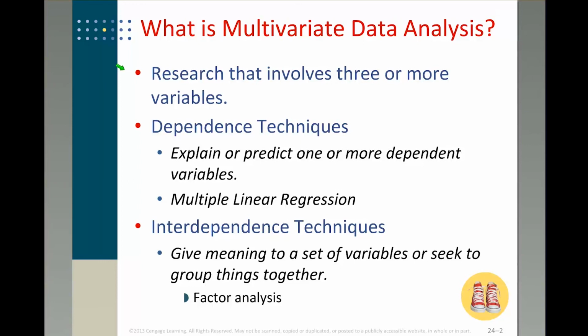Basically, when we need to conduct multivariate data analysis, that means we have 3 or more variables involved. Instead of looking at the relationship between 2 variables, we may want to know whether several factors can affect one dependent variable, or we want to find out whether certain variables are similar to each other. So depending on the purpose, we could do dependence techniques. We can also do interdependence techniques.